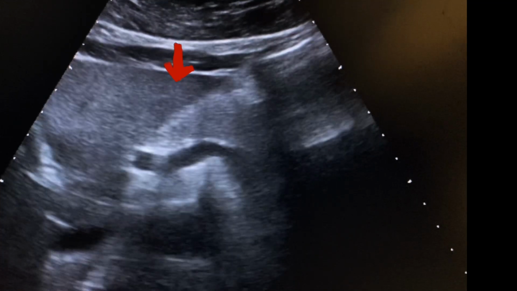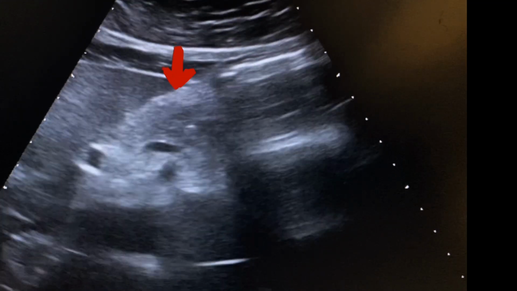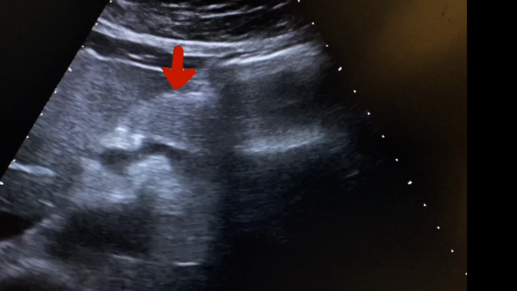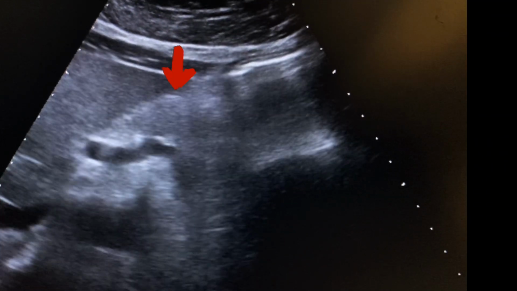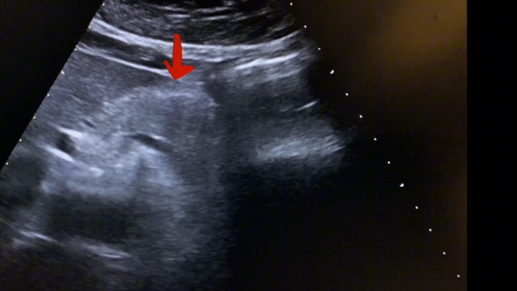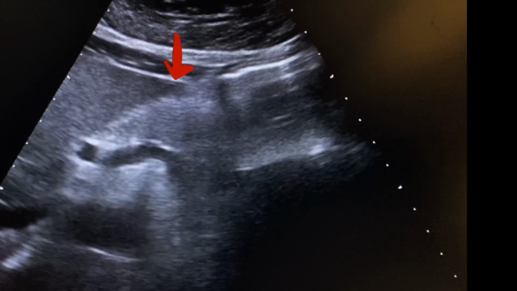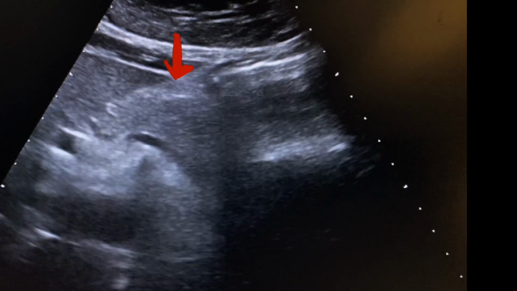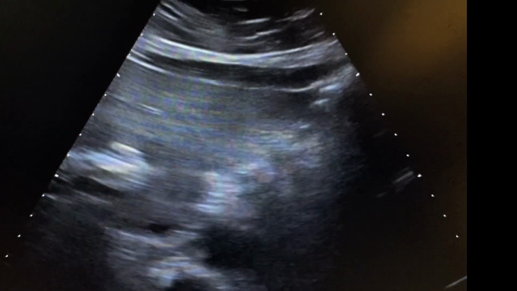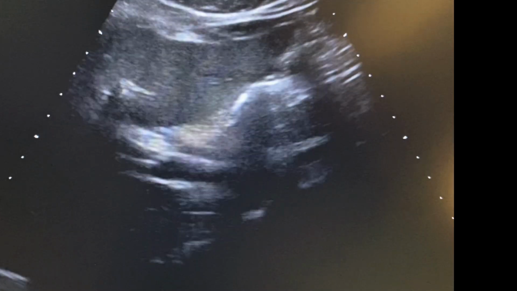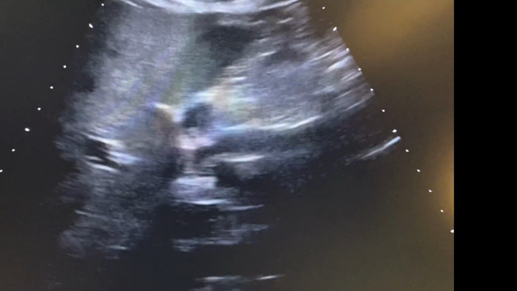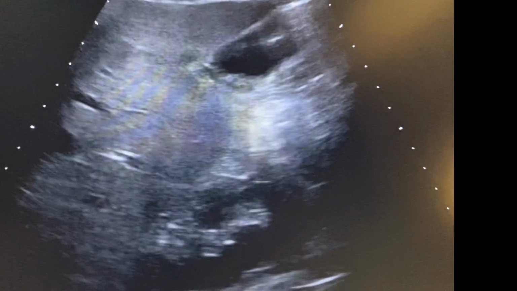The peripancreatic tissue at the head, neck and body are also echogenic due to inflammation, but no collection or fluid seen at peripancreatic area. The common cause of inflammation of pancreas are gallbladder stones.